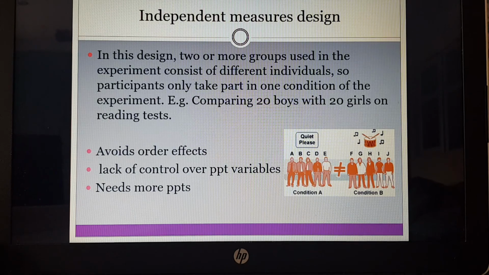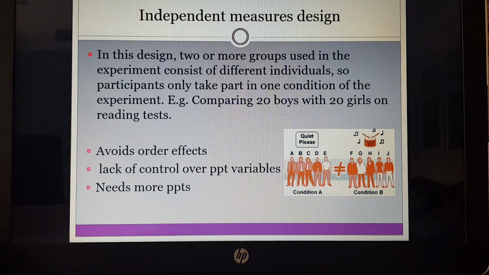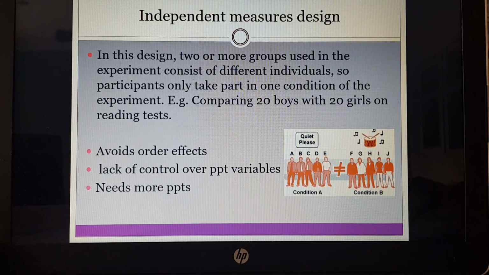However, it does require a lot more participants because you need 2 sets of participants here. There is a lack of control, however, over participant variables. Because we're using 2 groups of participants, it's very difficult to match them on anything. We do, however, avoid order effects because participants only take part in one condition. They're also less likely to guess the aim, so fewer demand characteristics.